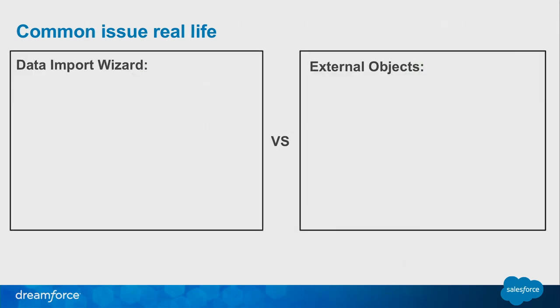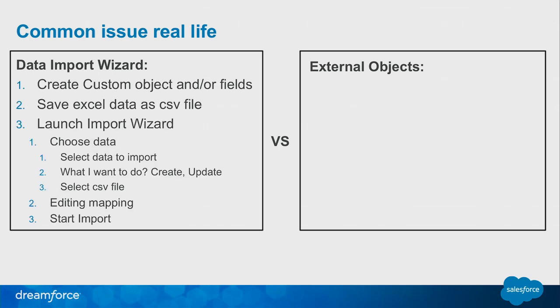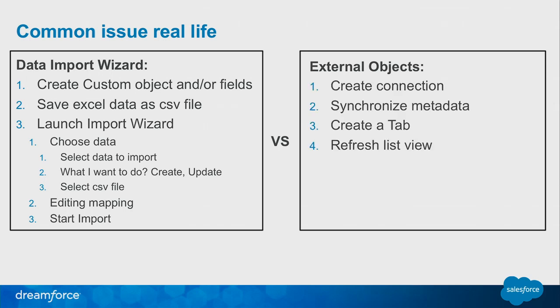The presentation follows with this slide. You can upload this information, your CSV file, into Salesforce using the Data Import Wizard. With that, you have to create your custom object and fields, save the Excel data as a CSV file, and launch the import wizard. All the steps related to the import wizard are: choose the data, which means selecting which object you are going to store the information in, the custom one that we have created.